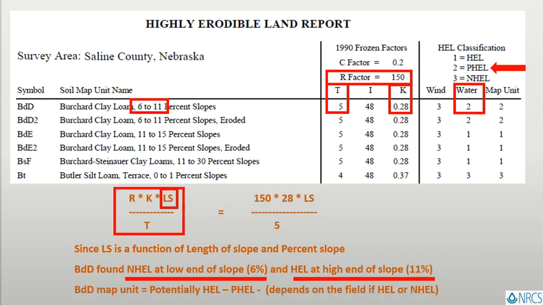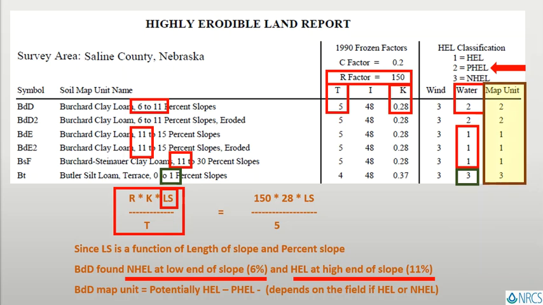Map units that were found to be HEL at the low end of the slope in the map unit name results in a HEL code of 1, or HEL. Map units found to be non-HEL at the high end of the slope range equal code 3, or non-HEL. Finally, the map unit column represents the most erosive code between the wind or water column.